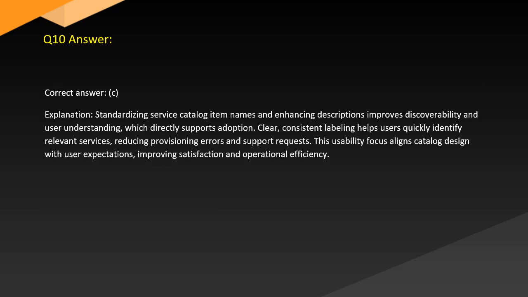Answer. Correct answer: C. Explanation. Standardizing service catalog item names and enhancing descriptions improves discoverability and user understanding, which directly supports adoption. Clear, consistent labeling helps users quickly identify relevant services, reducing provisioning errors and support requests. This usability focus aligns catalog design with user expectations, improving satisfaction and operational efficiency.